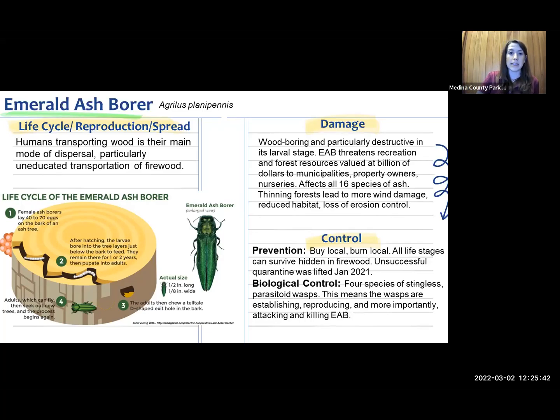Right now, the current line of studies is kind of going towards investigating using biological control for the emerald ash borer. So they're looking at 4 species of stingless parasitoid wasps. So very, very small wasps that would attack and kill the emerald ash borer larva.